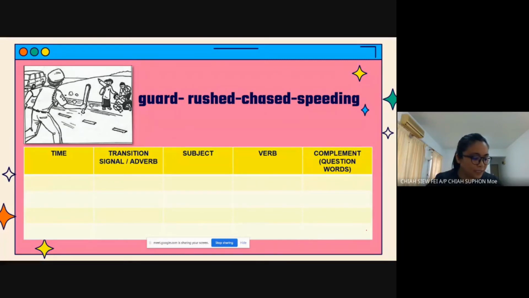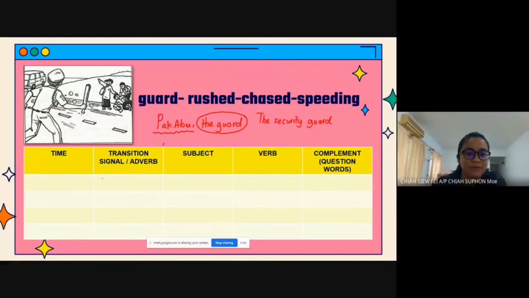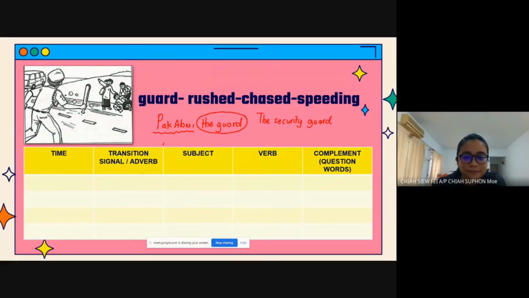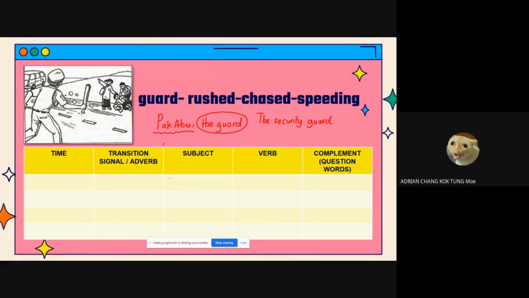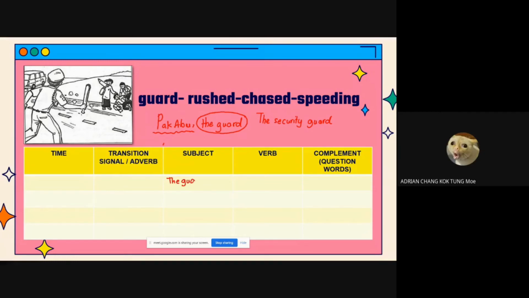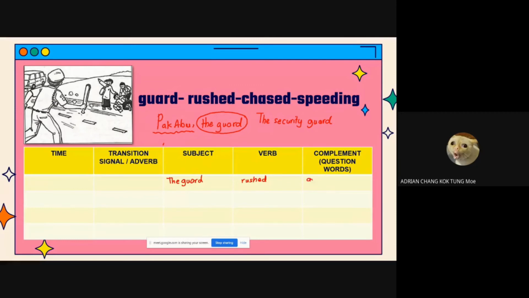Okay, try the second picture now. Five minutes. Okay, all right. First sentence. Where do I put the guard? The subject. Okay. The guard rushed. It's a verb, right? Yes. The guard rushed and chased the speeding van.